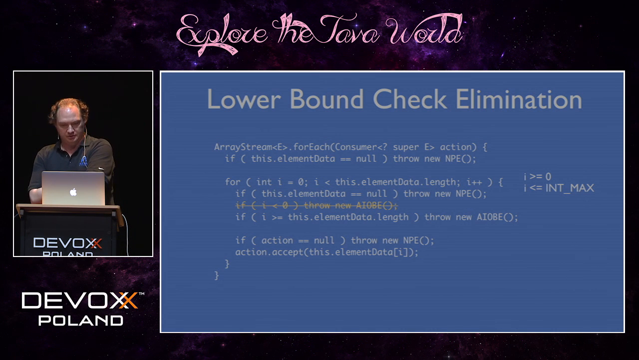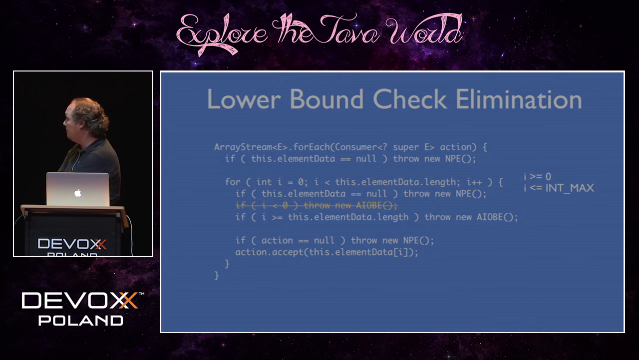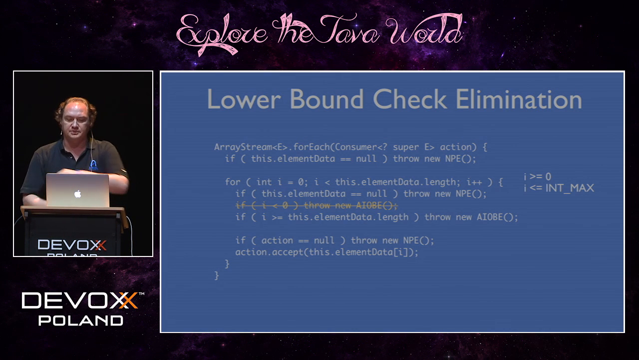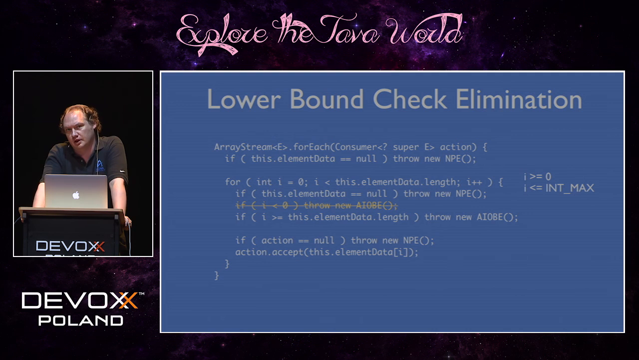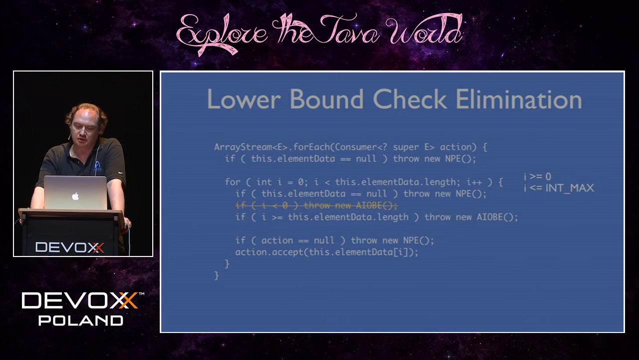OK, let's move on to a different bounds check. Let's look at i less than 0. This one's a little bit interesting. i starts at 0, and it's incremented by 1, and that's it. Does that guarantee that i is a positive integer or 0? No, no. We wrap arithmetic in Java, so it could still be a negative number.